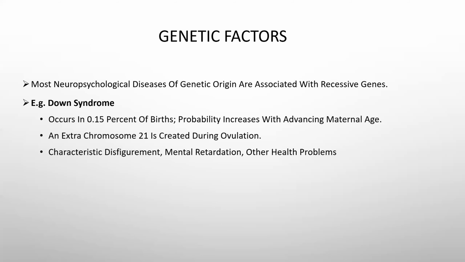Okay, and then genetic factors. So most neuropsychological diseases of genetic origin are associated with recessive genes. And I gave you one example here with Down syndrome, occurs in 0.15% of births. Okay? An extra chromosome 21 is created during ovulation. And there's the characteristic disfigurement, mental retardation, and other health problems associated with this syndrome.